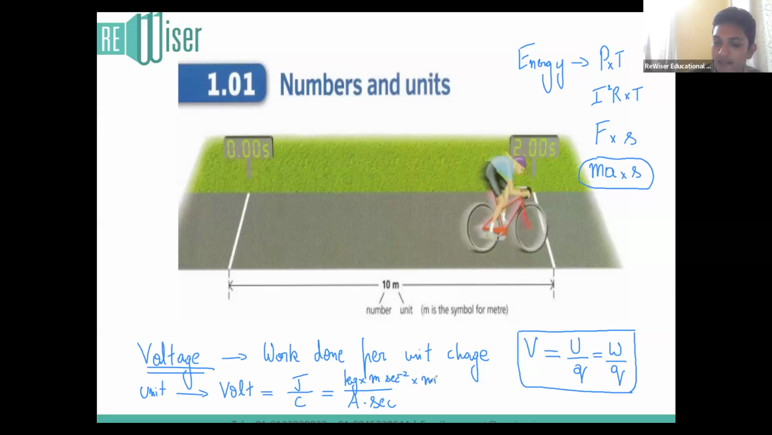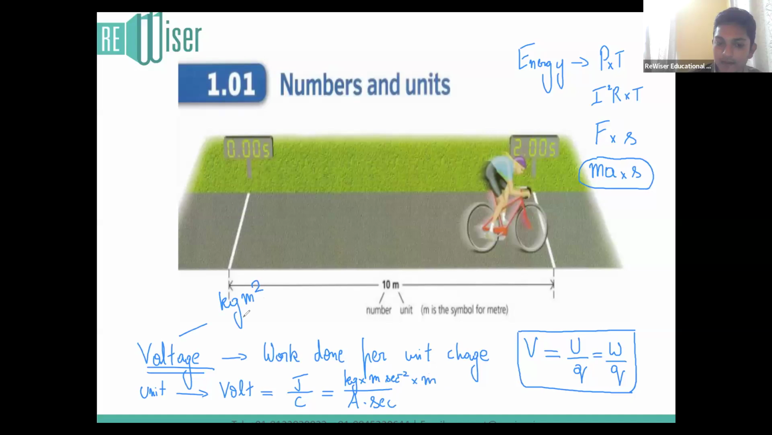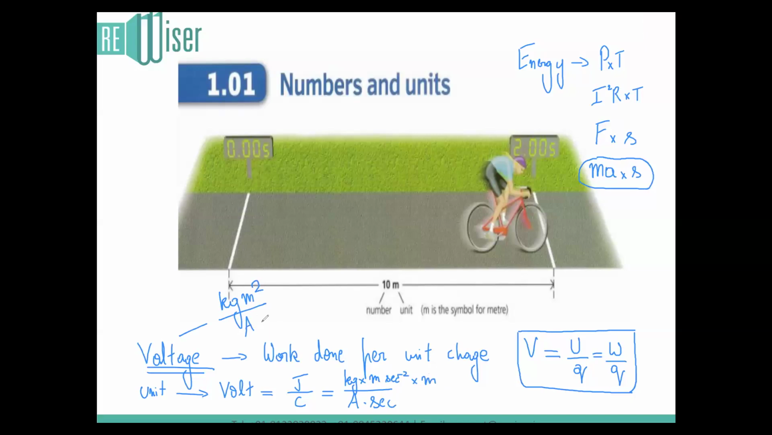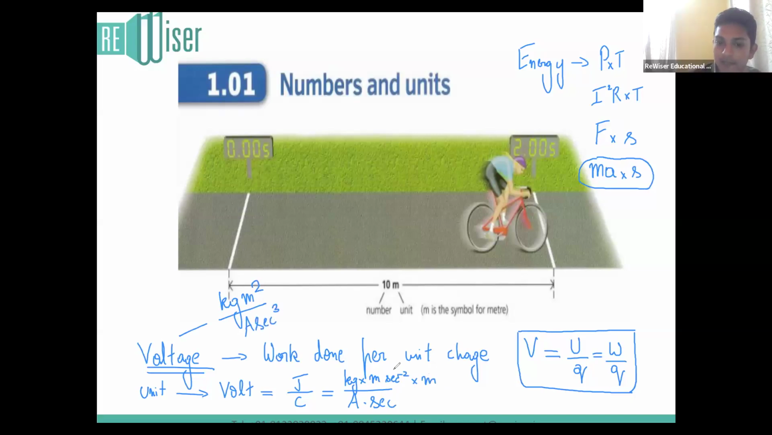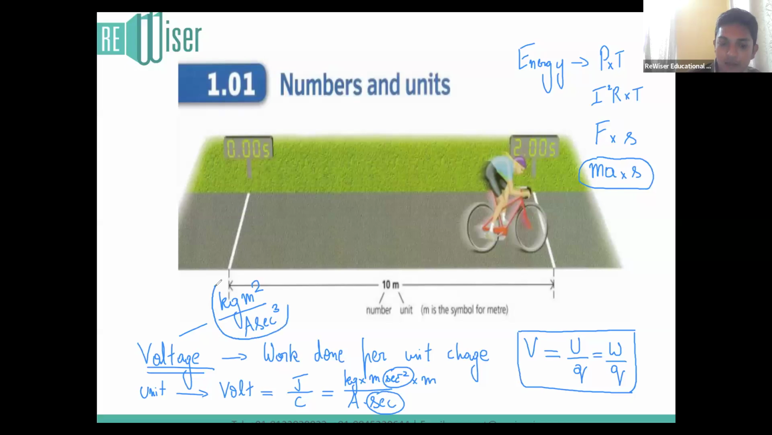So combining all these, what do you get the unit of voltage to be in terms of fundamental units? kg meter square per ampere into second cube, I think, no? Because second power minus 1 second becomes second cube, correct? Yeah. So this is the unit volt broken down into fundamental units.